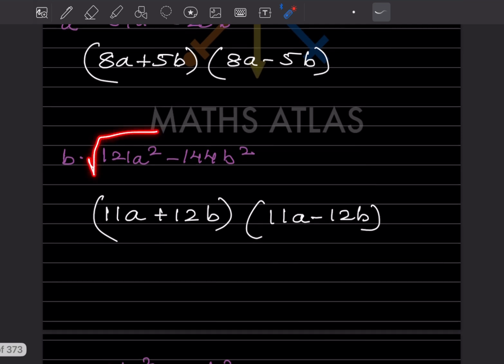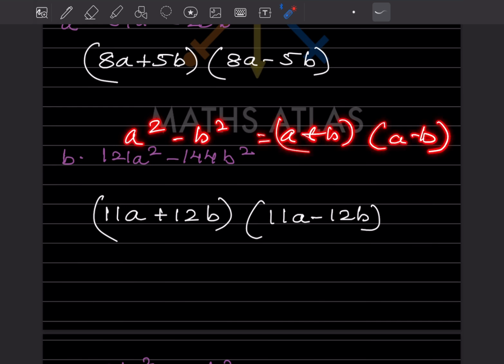Again for this one, when you take the square root of this one, that is going to be 11a. When you take the square root of this one, that is going to be 12b. So this is in the form of a square minus b square, which is going to be (a plus b)(a minus b), which is this.